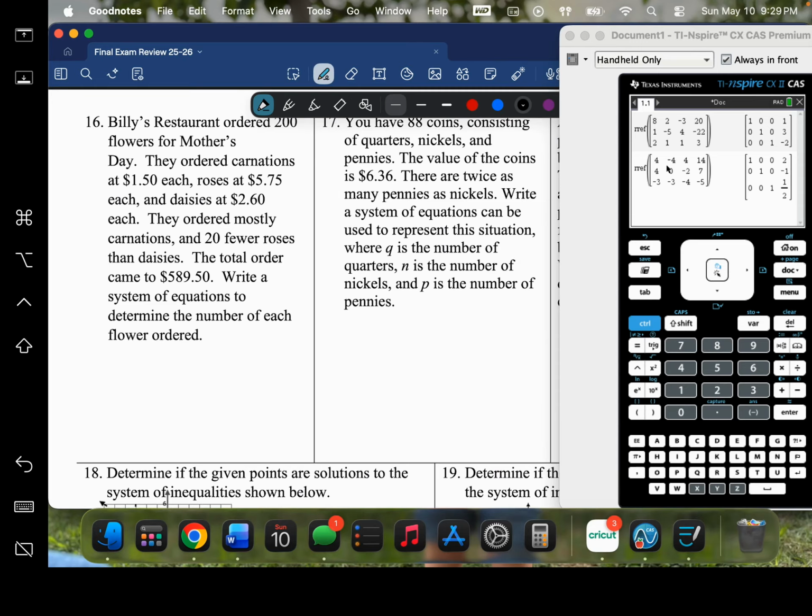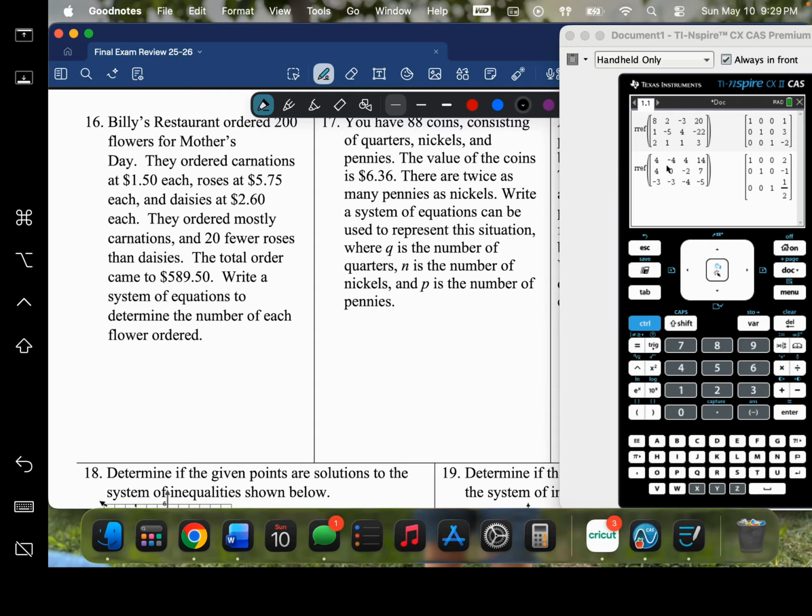So Billy's Restaurant ordered 200 flowers for Mother's Day. They ordered carnations at $1.50 each, roses at $5.75 each, and daisies at $2.60 each. They ordered mostly carnations and 20 fewer roses than daisies. The total order came to $589.50. Write a system of equations to determine the number of each flower ordered.